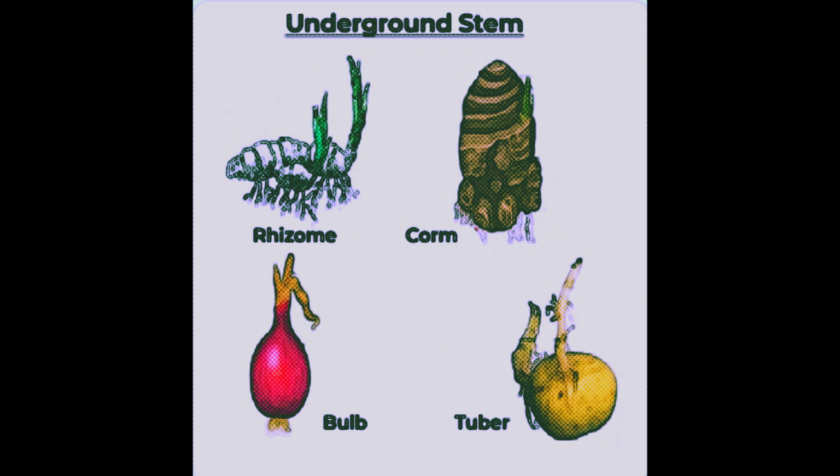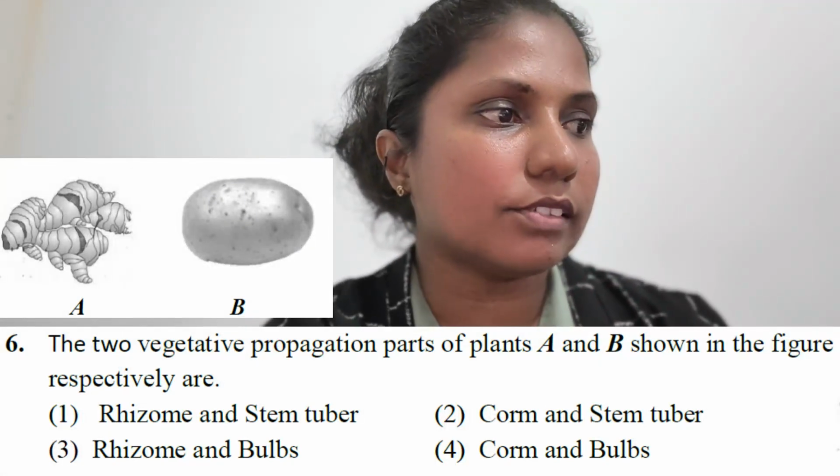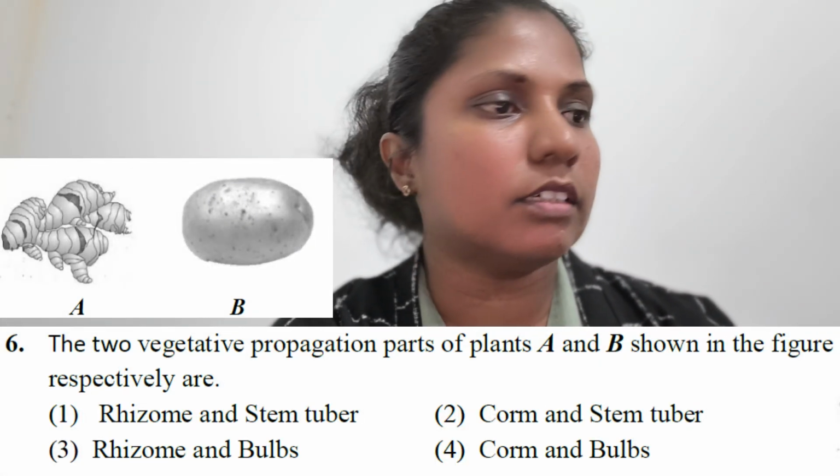Then a stem tuber is an underground stem which has swollen, and they mostly have irregular shapes and thickened stems. These stems are usually storing starch. As we know, B is a potato, and when it creates the eyes or the buds, those buds can shoot into a new plant. So B we can identify as a stem tuber. So the answer should be the option number 1.